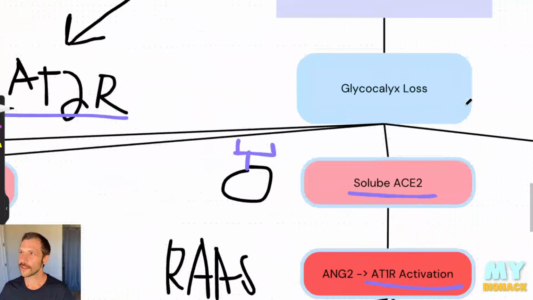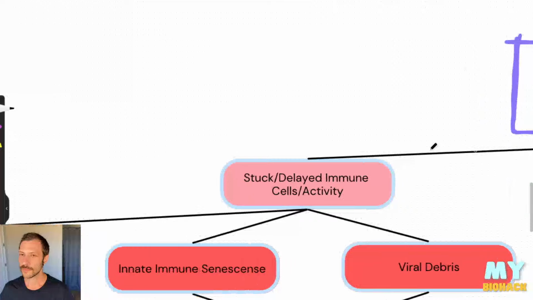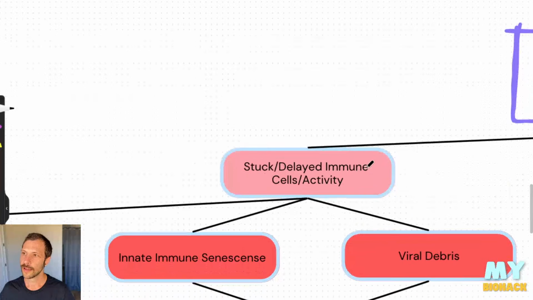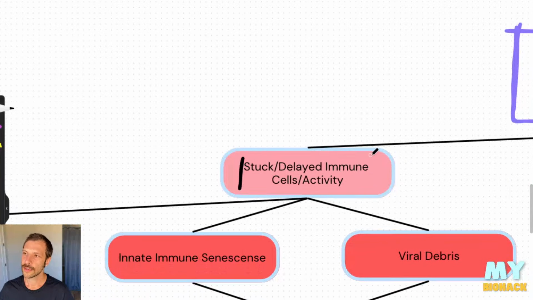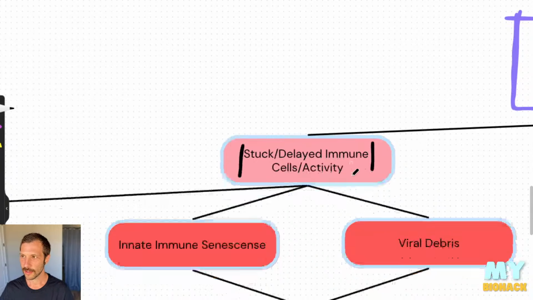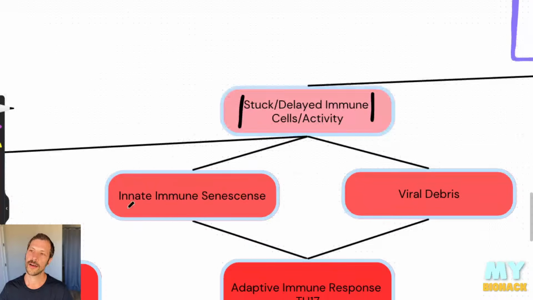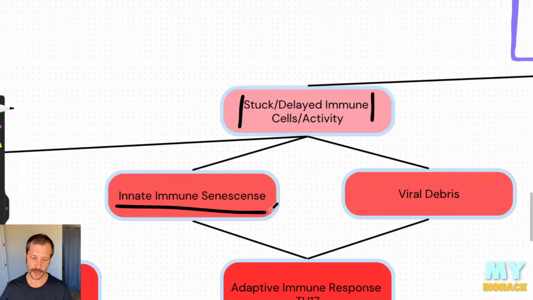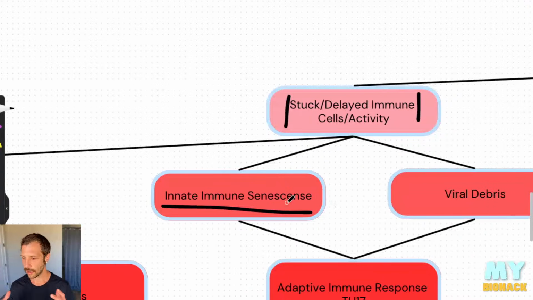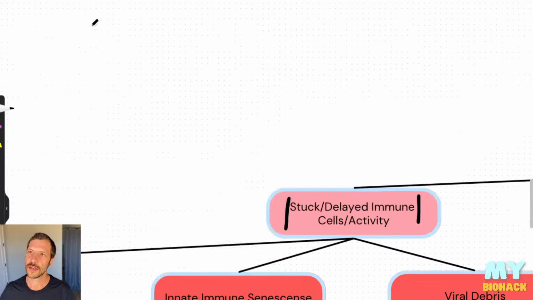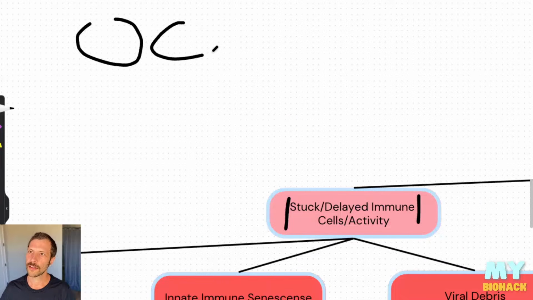Also in the endothelial system, you get a stuck, delayed immune cell response or activity. This creates a lot of immune senescence. Senescence is essentially zombie cells, like when a cell doesn't self-destruct. That's because, let's take a look at the endothelial system again.